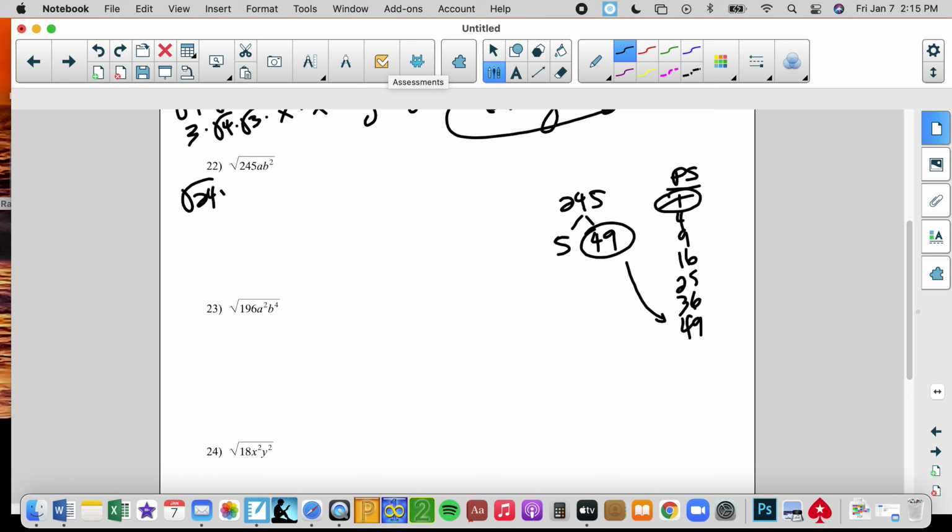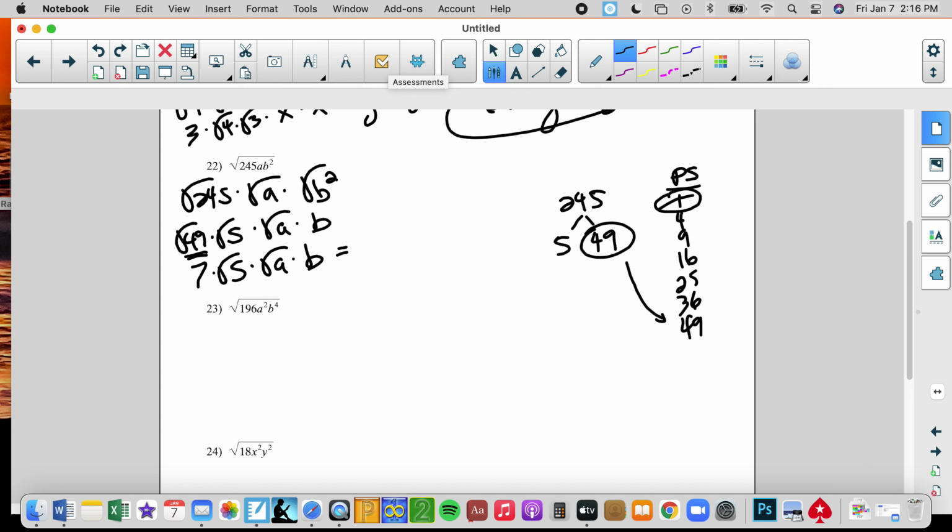245, and then the square root of a, the square root of b squared. 245 we're going to break up into rad 49, rad 5. Notice I wrote the perfect square first. Square root of a cannot be simplified, and the square root of b squared gives us b. So that's 7 times rad 5 times rad a times b, which can be written as 7b rad 5a.